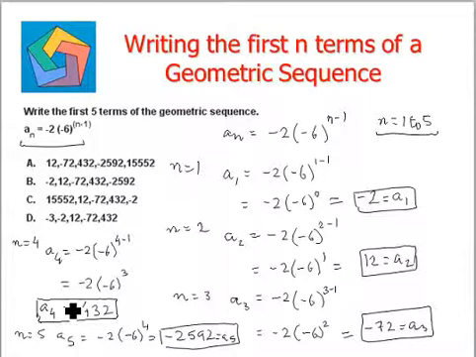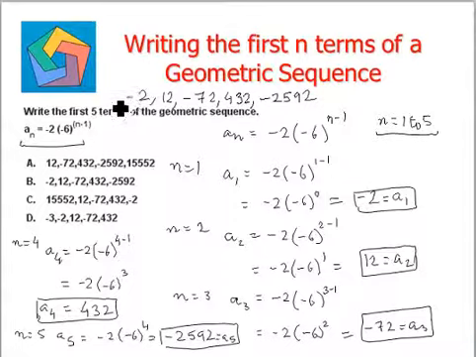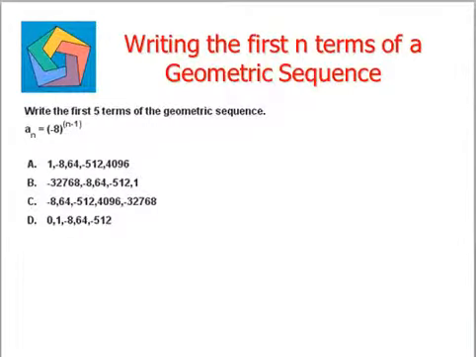So finally our sequence of the first 5 terms we'll write here on the top: negative 2, 12, negative 72, 432, and negative 2592. This is our first 5 terms of the sequence, which can be seen in option B. Let's try the next one.